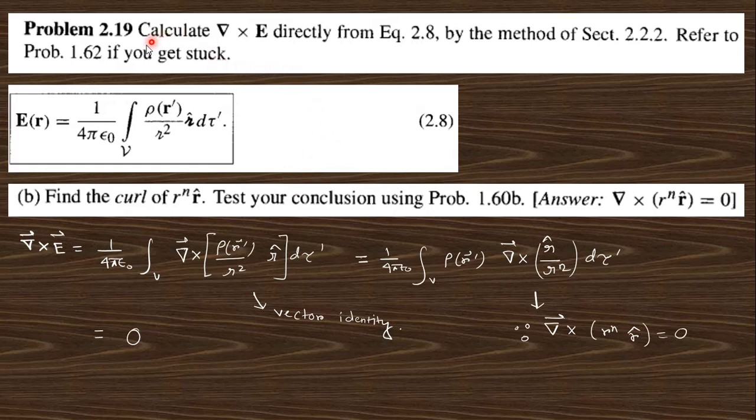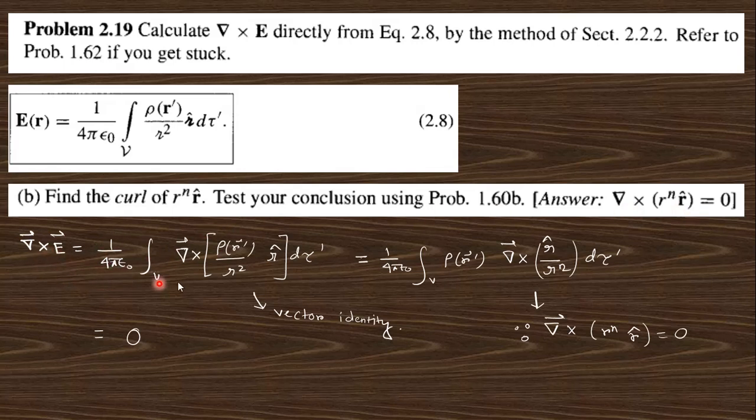Let's start with problem number 2.19, which says: calculate the curl of E directly from equation 2.8, by the method of section 2.2.2. Refer to problem 1.62 if you get stuck. Equation 2.8 is like that: the electric field is 1 by 4 pi epsilon naught, the volume integral of rho by r square, r cap, d tau. You need to find the curl of E from this equation.